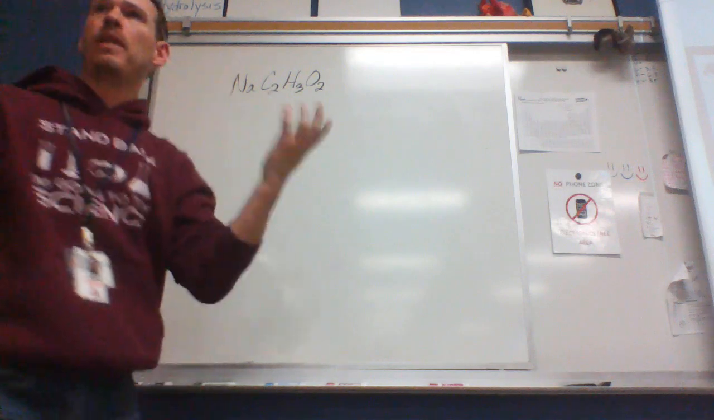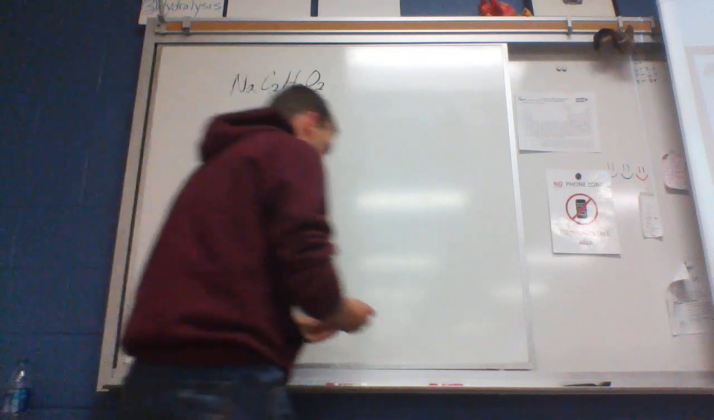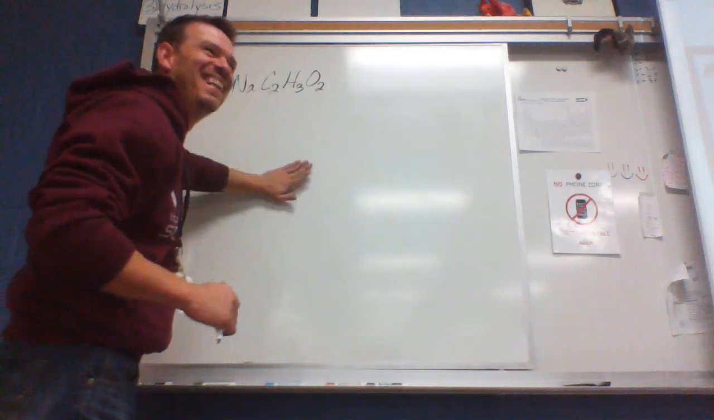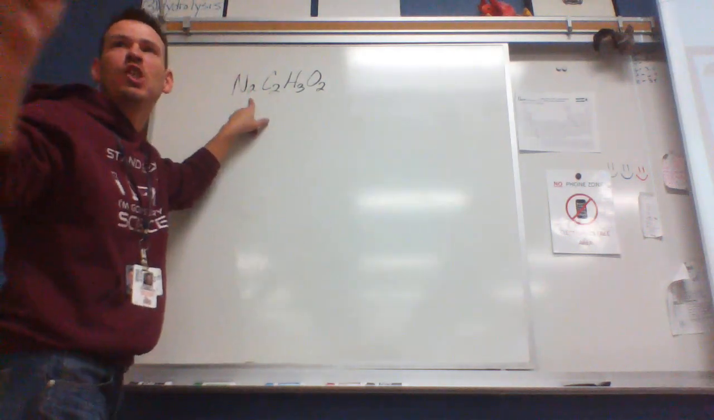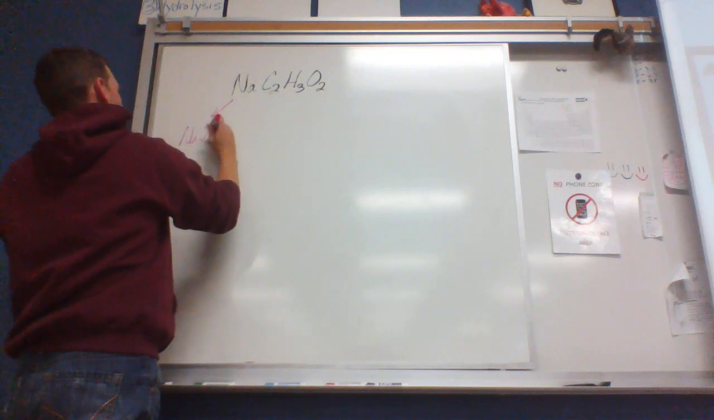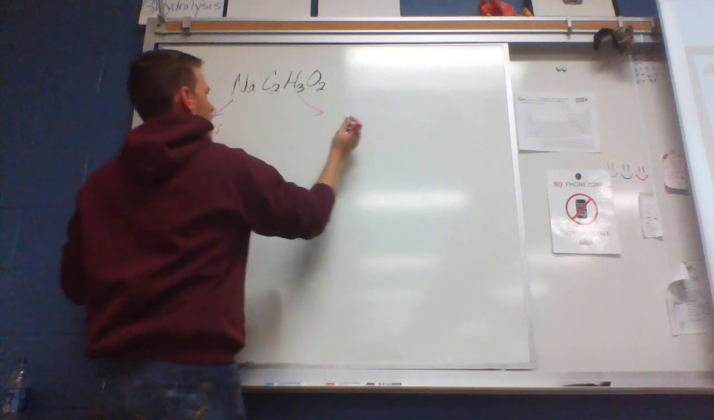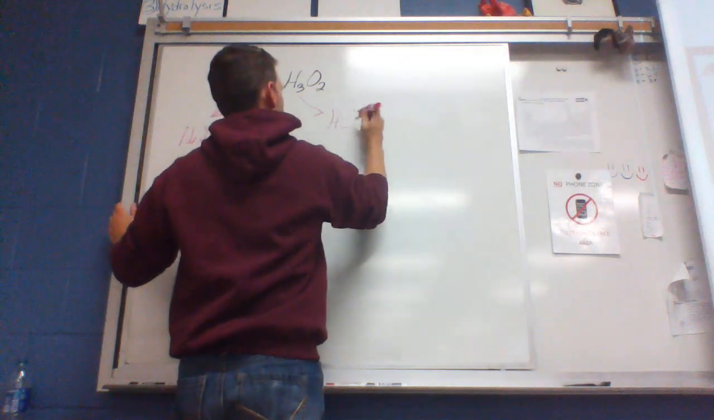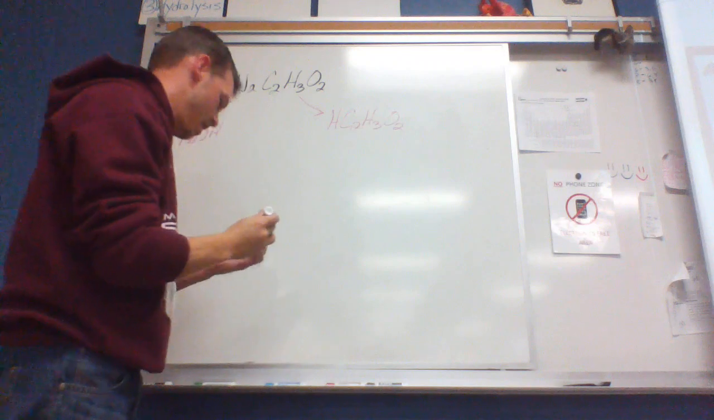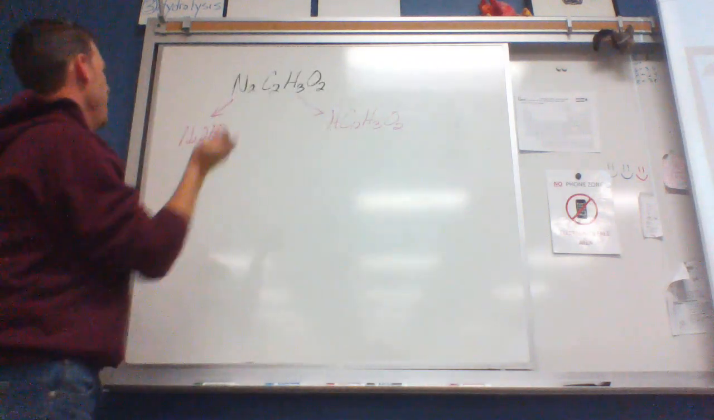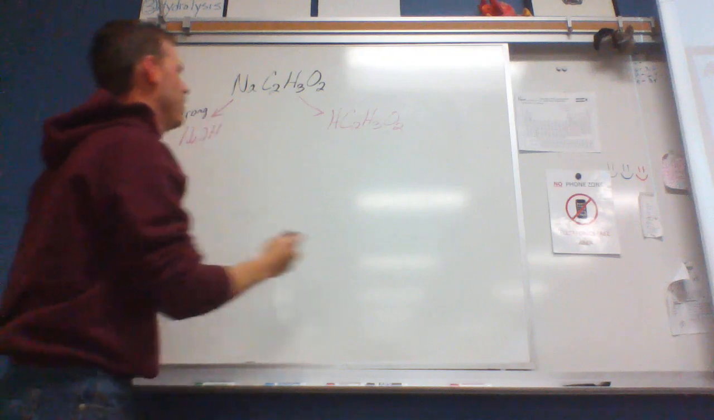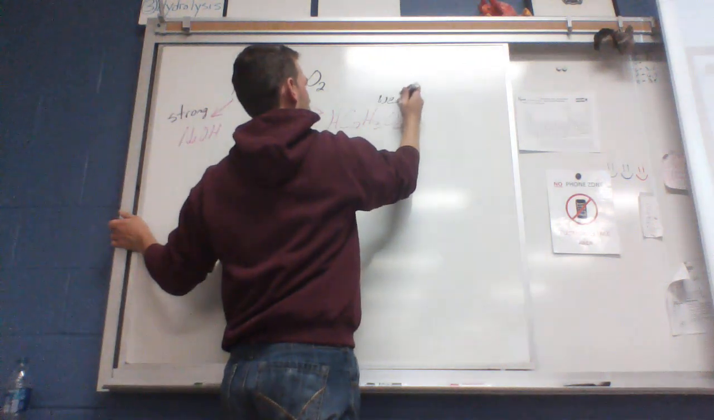So, okay, well, what do we need to know about a salt? Well, we need to look at its parents. We know that sodium's parent would be NaOH. We know that acetate's parent would be acetic acid. I know that this is strong and that this is weak.